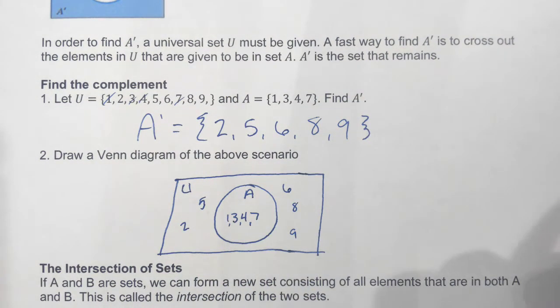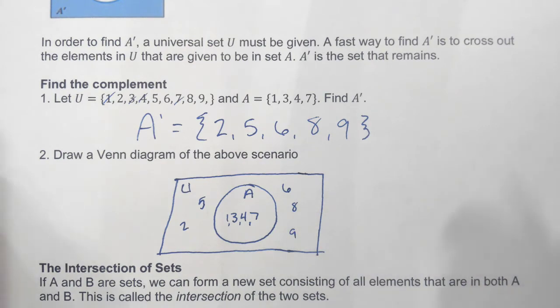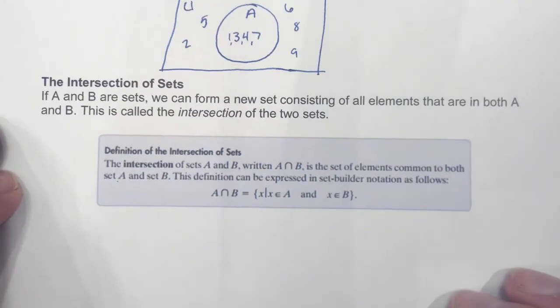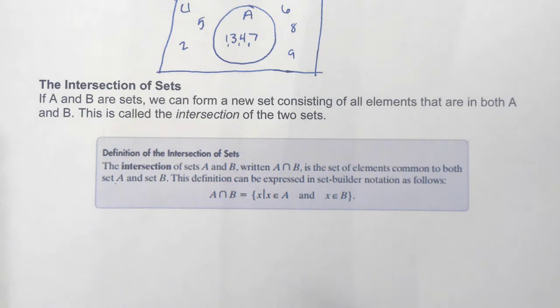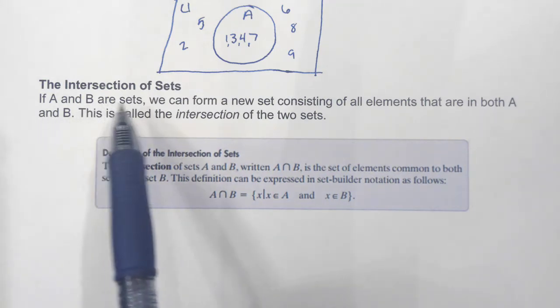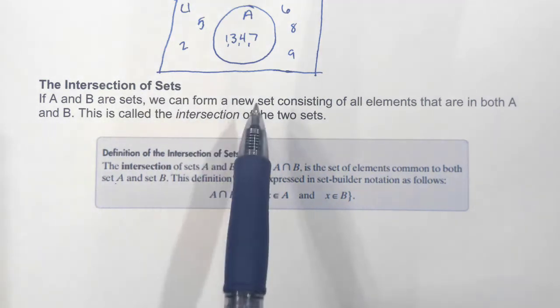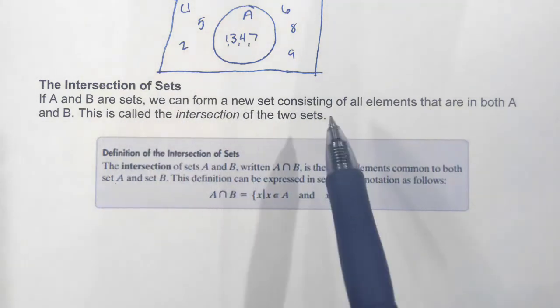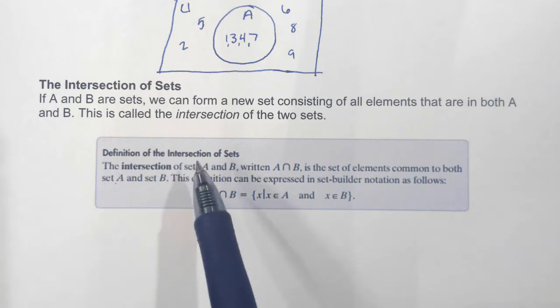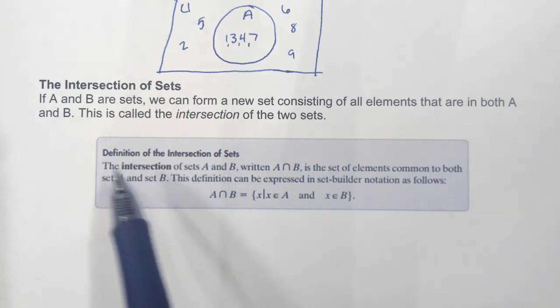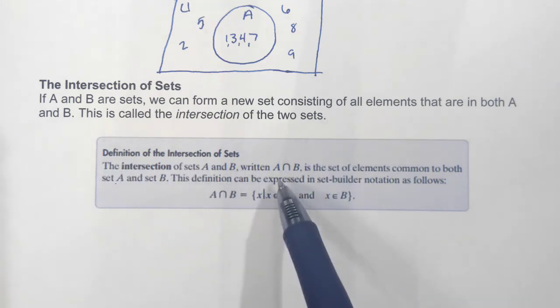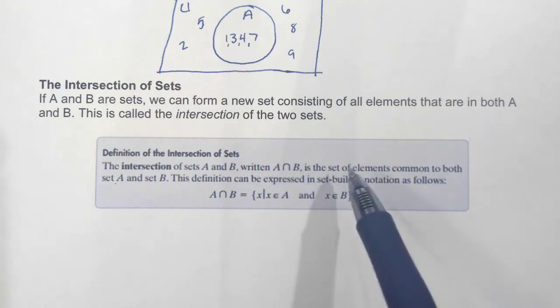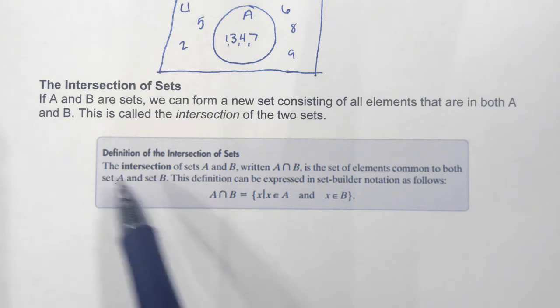So there you go. We drew a Venn diagram. All right, the next vocab is the intersection of sets. If A and B are sets, we can form a new set consisting of all elements that are in both A and B. This is called the intersection of two sets. So the intersection, here's your more formal definition. The intersection of sets A and B, written like this, the intersection of A and B, we've seen that symbol before, is the set of elements common to both set A and B.